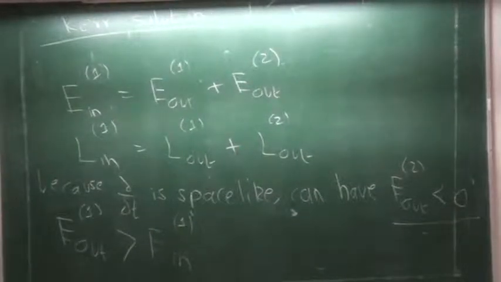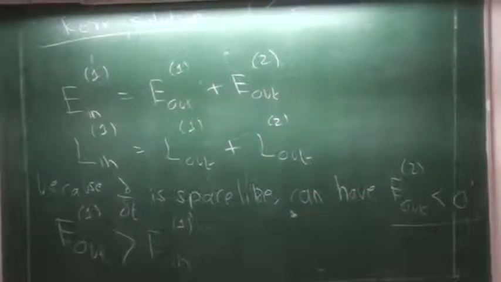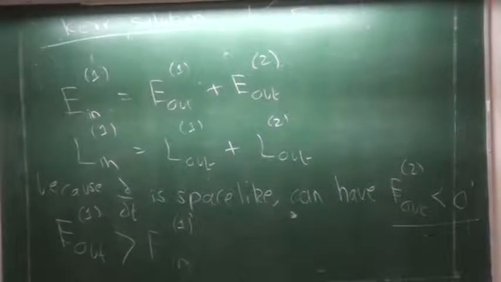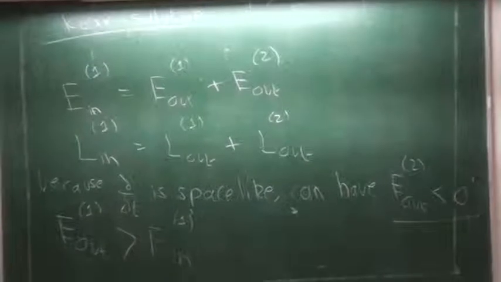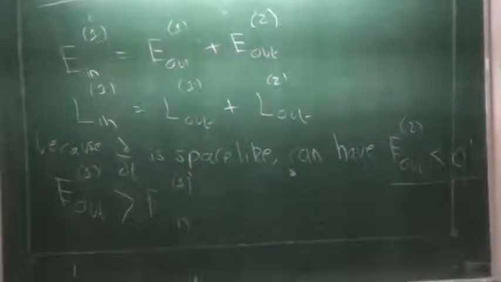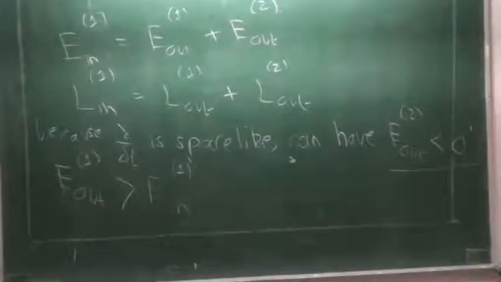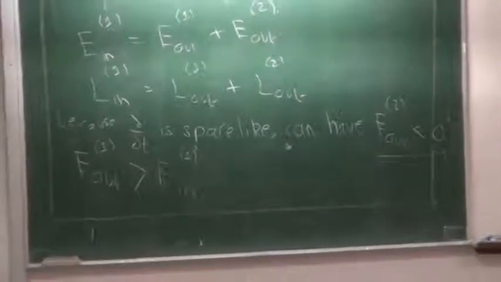So this process is called the Penrose process, which allows you to come up with a situation where you have more energy outside than you have energy inside. And of course, by conservation of total energy, the mass of the black hole has to decrease. So you have extracted energy from the black hole in this process. Okay.